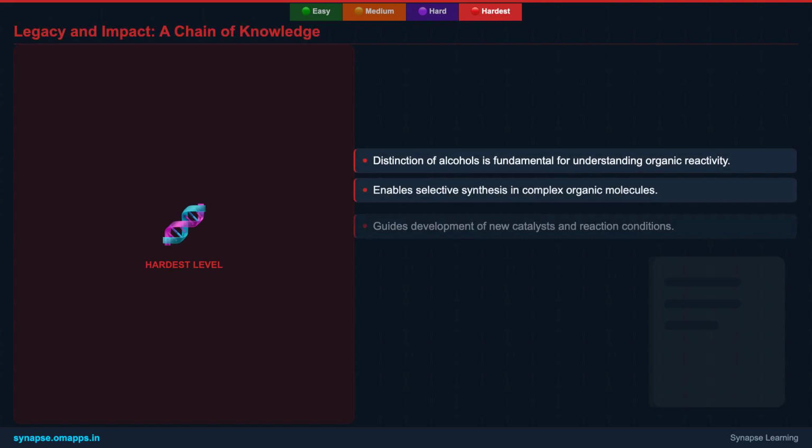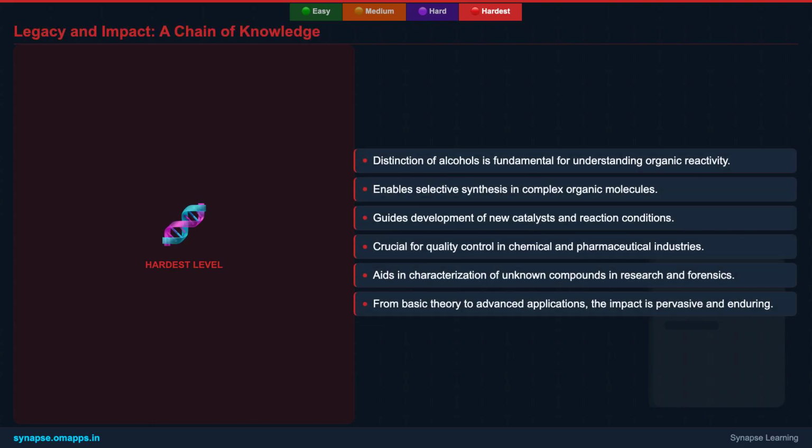The ability to distinguish alcohols is not just an academic exercise, it has a profound impact. It allows for the selective synthesis of various compounds, from pharmaceuticals to polymers. This understanding forms the basis for designing new catalysts and optimizing industrial processes. It contributes to quality control in chemical manufacturing and helps in identifying unknown substances in forensic science. The legacy of these distinction methods continues to shape our understanding of organic reactivity and drives innovation across various scientific and engineering disciplines, creating a chain of impact from fundamental theory to practical application.